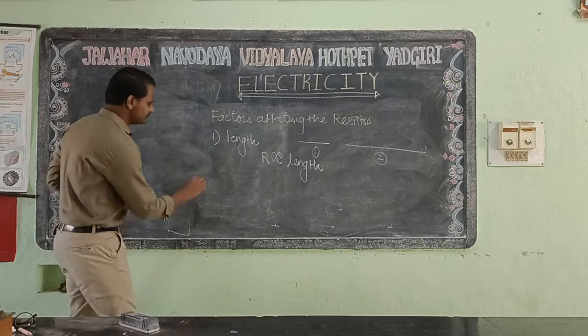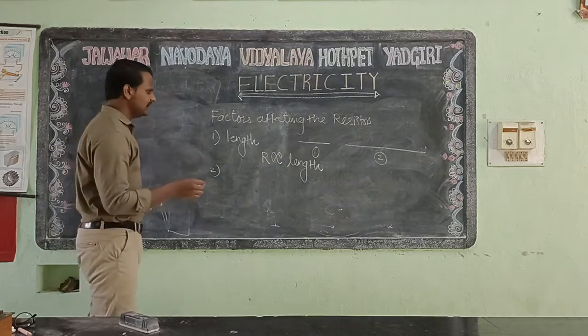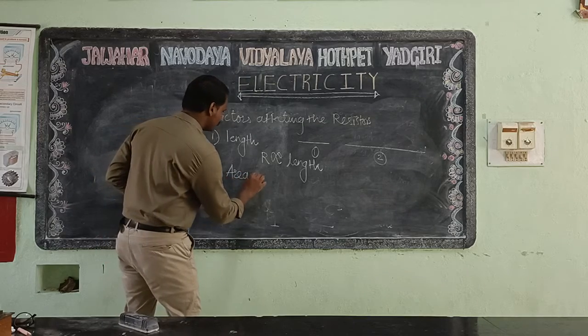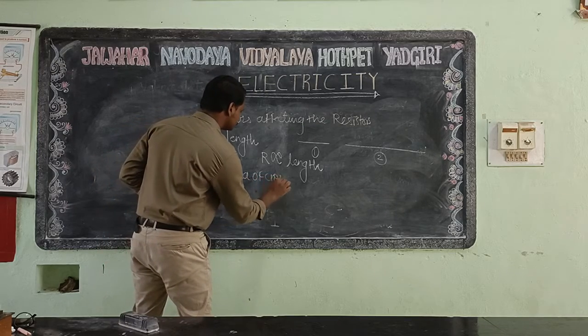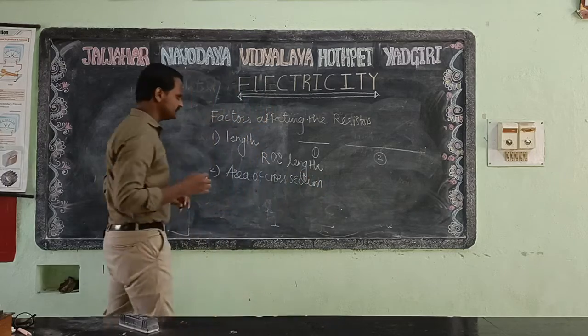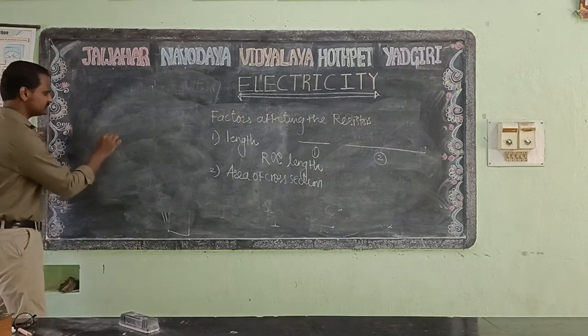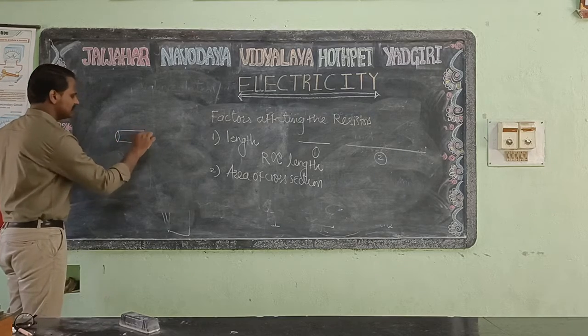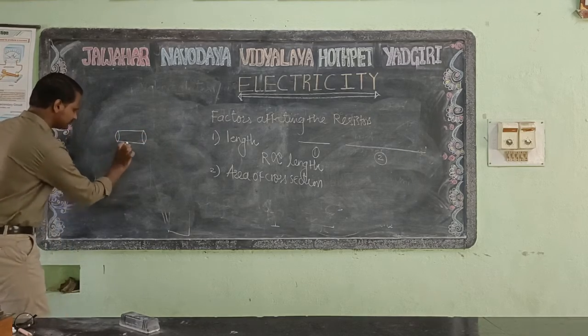Now in the second case we will take the area of cross section. Area of cross section. In this case we will just consider a wire, and another wire having a different cross section.